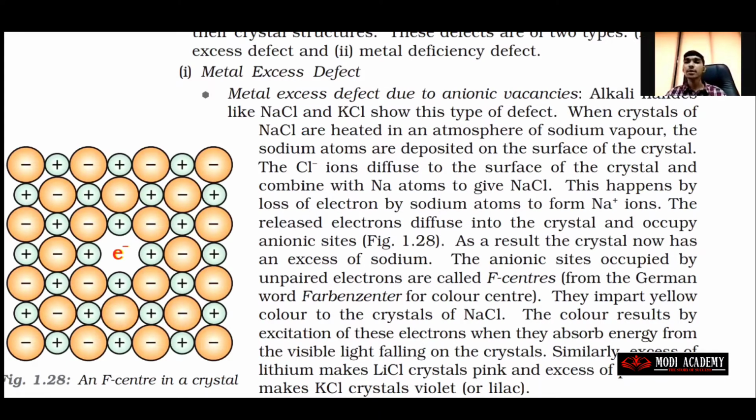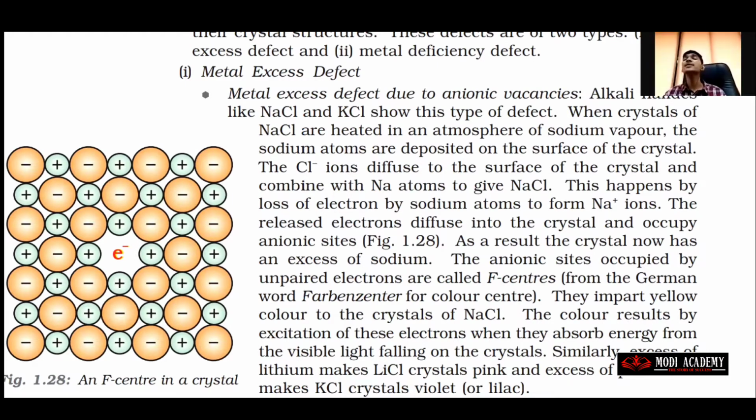So as a result, the crystal now has an excess of sodium. मतलब जो पहले एक सोडियम एंड एक क्लोराइड होना चाहिए था, अब दो सोडियम एंड एक क्लोराइड है. So the anionic site occupied by unpaired electrons is called an F center, from the German word Farbzentrum for a color center. Means जो F centers होते हैं ना, they are only responsible for the color of the crystal.